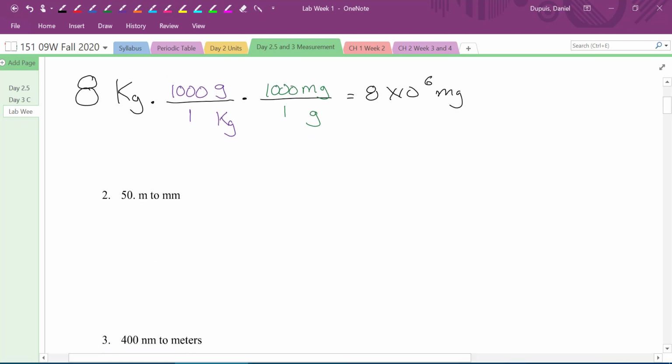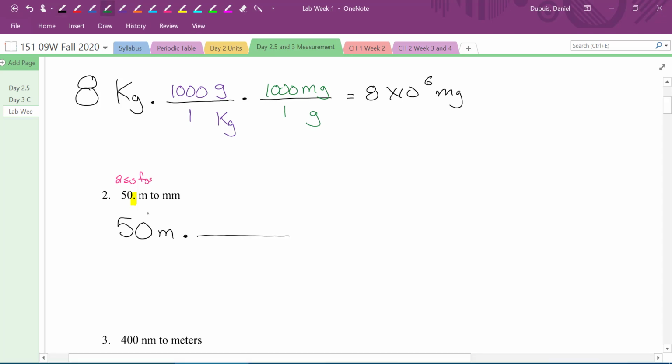50 meters to millimeters. Now, this decimal point right here shows us that it has 2 sig figs. So it points out that the 5 and the 0 are 2 sig figs. So we have 50 meters. We're taking them to millimeters. So again, 50 meters.